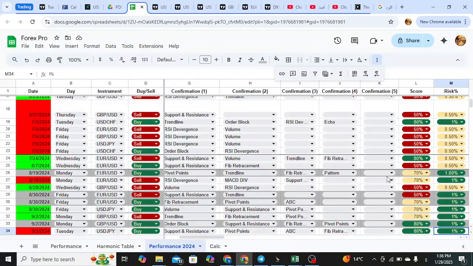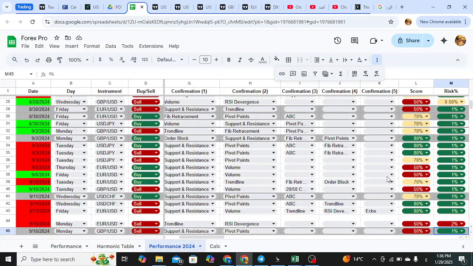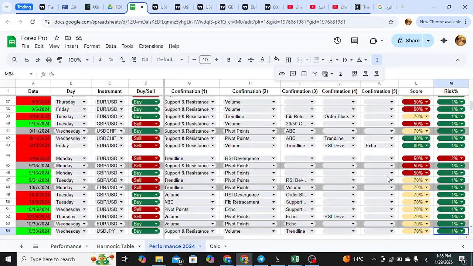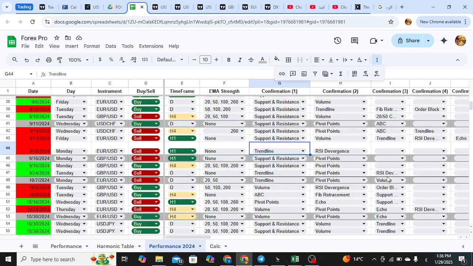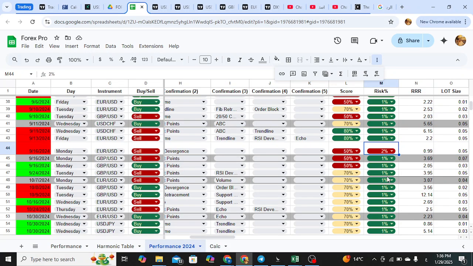I don't know if I have one here at 2%. I think I was too scared. Look at this. Yes, it was 50%, but I gave it a 2% risk percentage. There was a trend line and RSI divergence. I thought they were very strong, but I thought wrong. This trade lost. So I lost 2% on this trade.